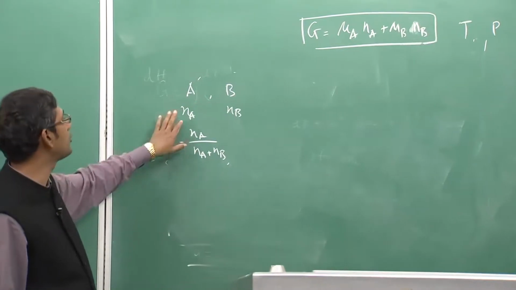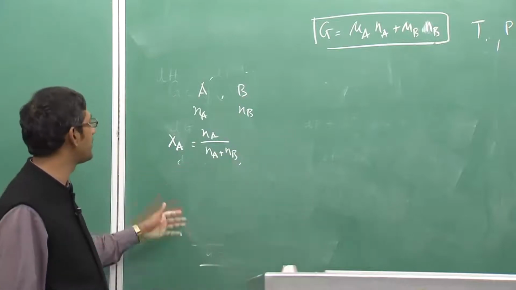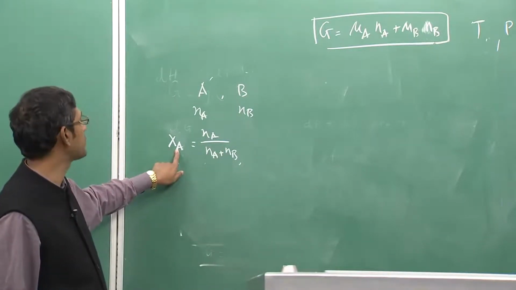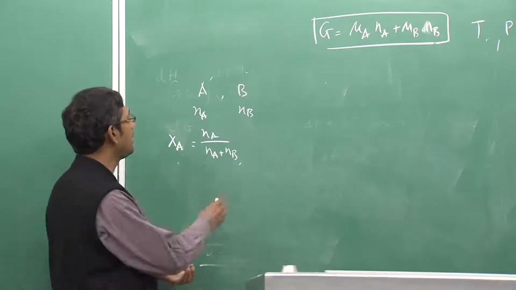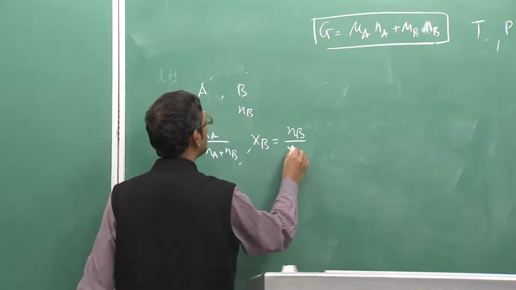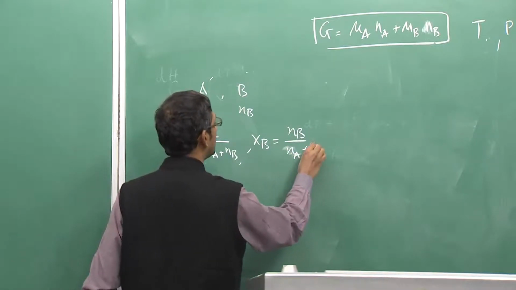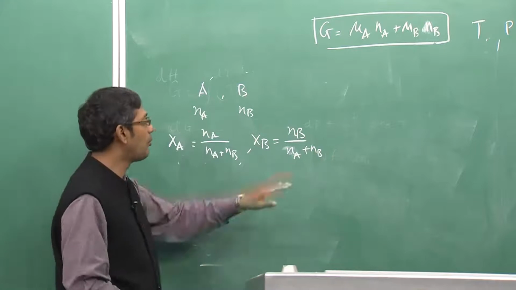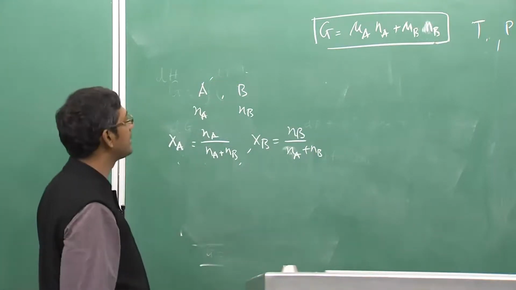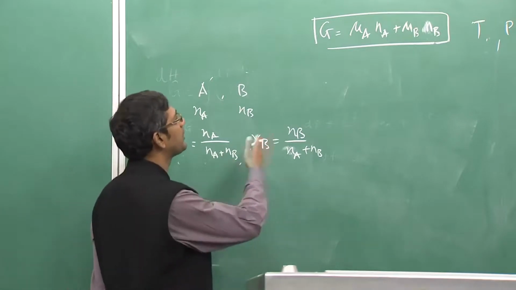It does not matter whether 2 components are present; if there are n components present you can do the same thing. So basically this is the way the mole fraction of A is defined. Similarly, the mole fraction of B is defined as the number of moles of B divided by the total number of moles. So we can change this G expression very simply.